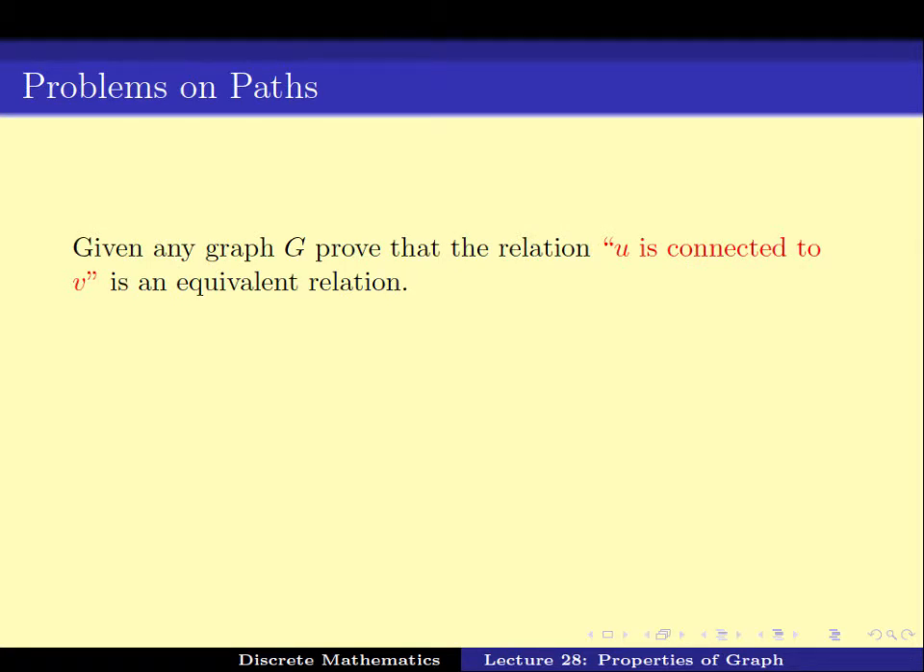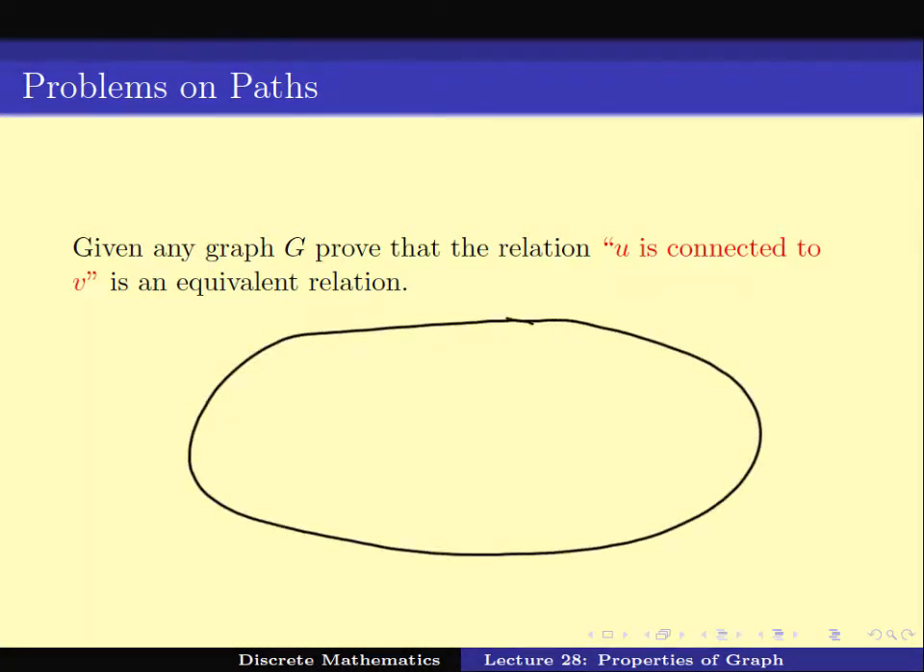Now, here is the first problem that we had asked you to think about, namely, this relation U is connected to V is an equivalence relation. Now, let's try to prove this particular case. If this is the graph G, first of all, to prove that it is an equivalence relation, we have to show three things, namely, it is symmetric, reflexive, and transitive.